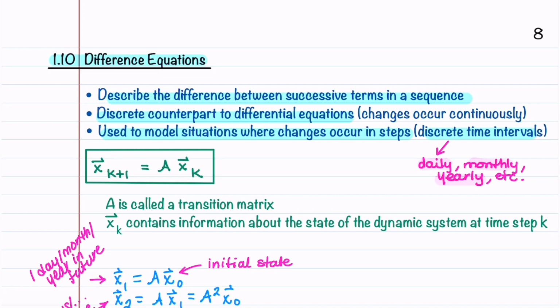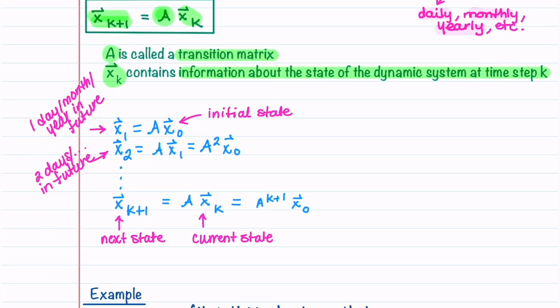We typically write a difference equation as vector x sub k plus 1 is equal to a matrix A times vector x sub k. Matrix A is called a transition matrix, and vector x sub k contains the information about the state of the dynamic system at time step k. With difference equations, you're typically given an initial state, which we're going to call x0. You may then be asked to determine what your state is going to look like 1 month or 1 day or 1 year in the future.